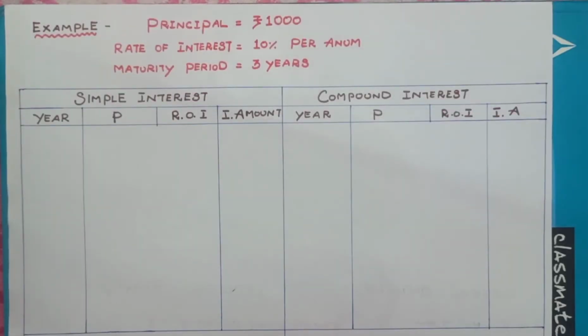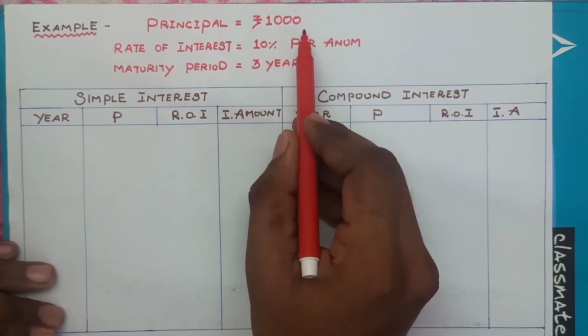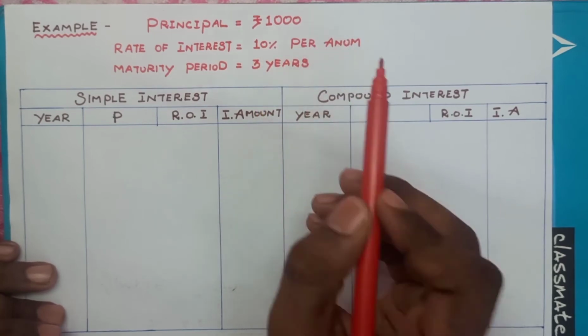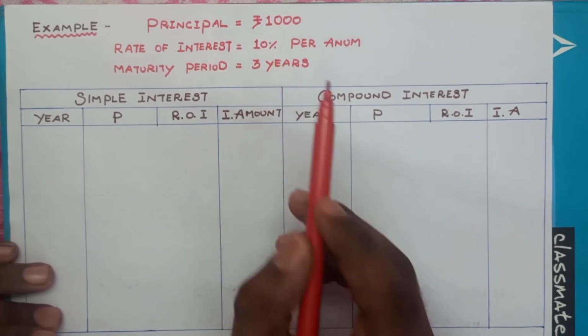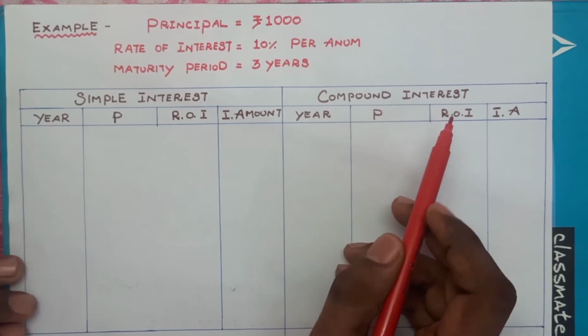Here is a common example. You have planned to invest ₹1,000 in a bank. Your bank will offer 10% rate of interest per annum for a maturity period of 3 years. So let me take this example to calculate the simple interest scheme and the compound interest scheme.